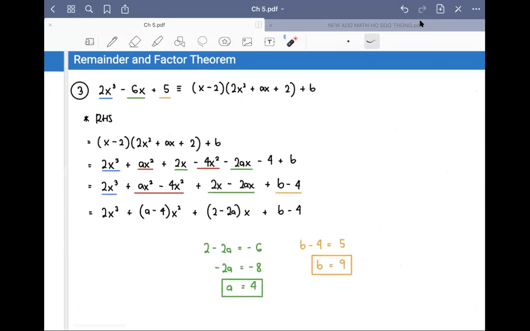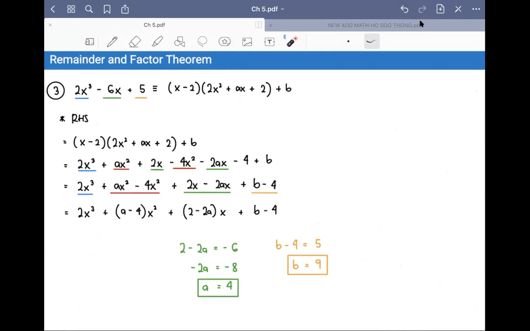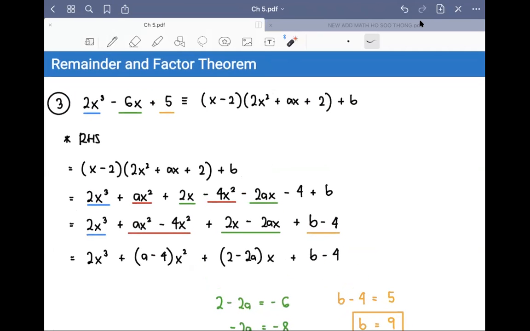Okay, now this one, you're given 2x cubed minus 6x plus 5, right? And then it is identical to x minus 2 times 2x squared plus ax plus 2, and then plus b. So again, class, we need to solve for a and b. Okay, a and b. Again, this is similar to the previous one. That's why we can solve this by comparison because of this identity sign. They're similar to each other.